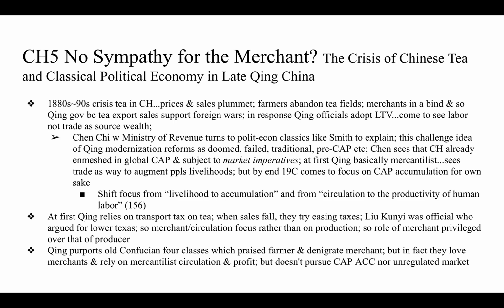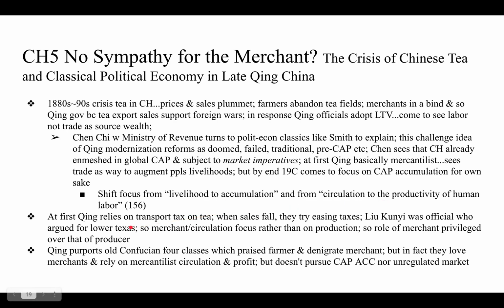But based on this transformation and this progression of global events and a revised thinking by people like Chen Qi, by the end of the 19th century, the Qing government came to focus on capital accumulation for its own sake. And there was a shift in focus from livelihood to accumulation and from circulation to the productivity of human labor.